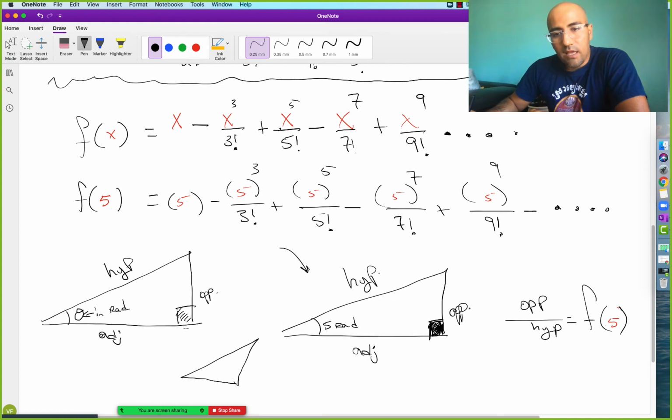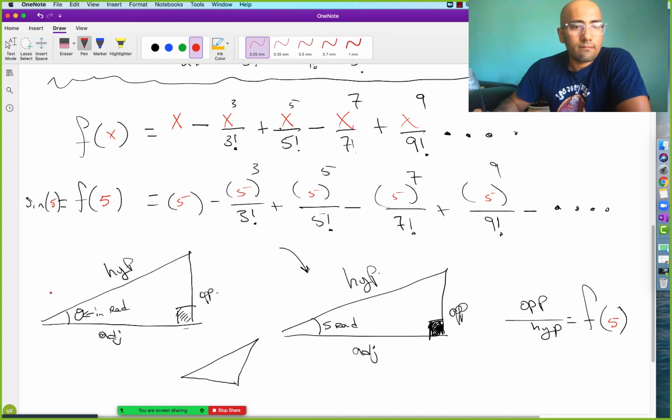The opposite side divided by its hypotenuse happens to be equal to the same result that you would get by plugging the angle in radians into this crazy long formula. And as you might have guessed, this function, we decided to call it the sine function. This is sine of 5.